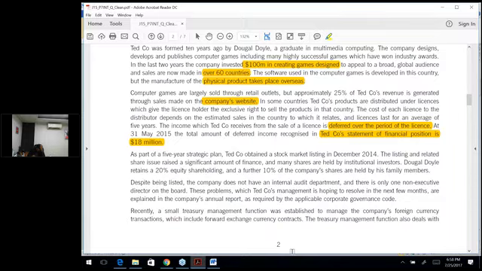It says, as part of the 5 years strategic plan, TED company obtained a stock listing in December 14.